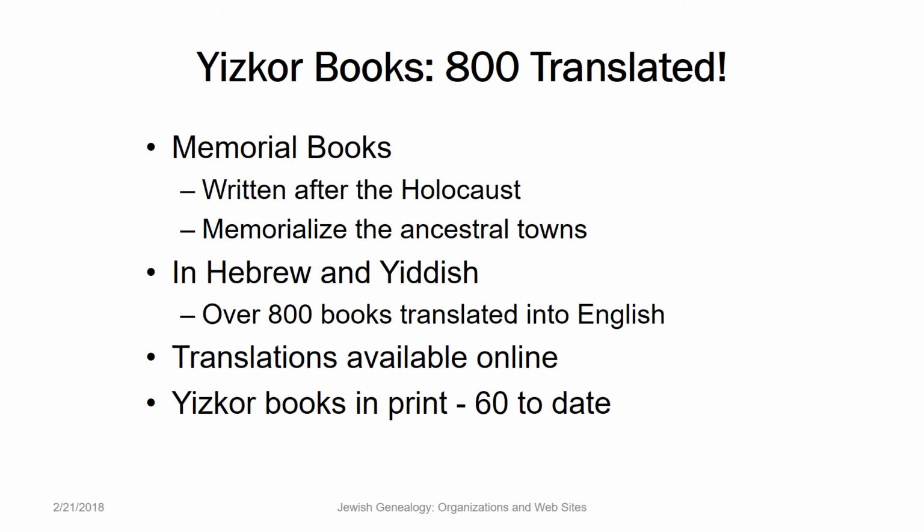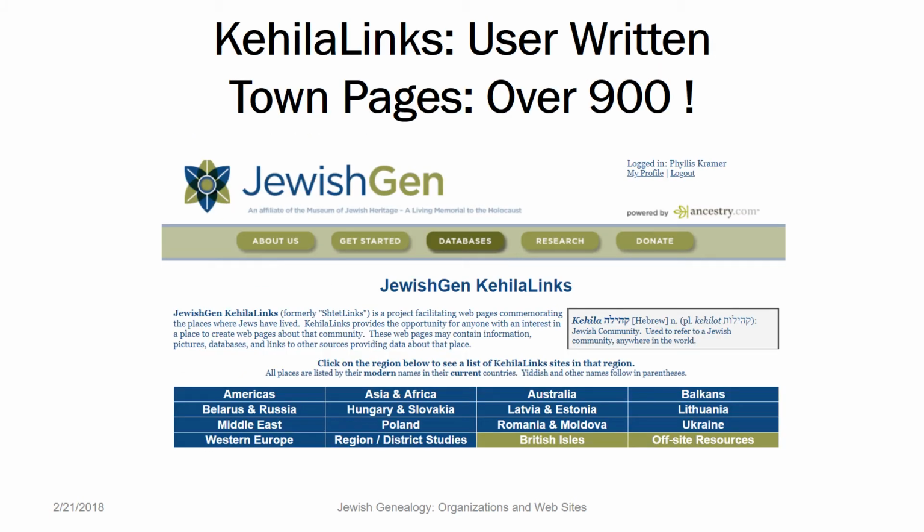Kehilla links. This is interesting. I have 12 of them. These are user-written town pages. When a JewishGener wants to memorialize his ancestral town, he's free to do so and write a page on it. And there are over 900 of these Kehilla link pages. And we're open to others who may want to do the same thing using JewishGen as a platform.